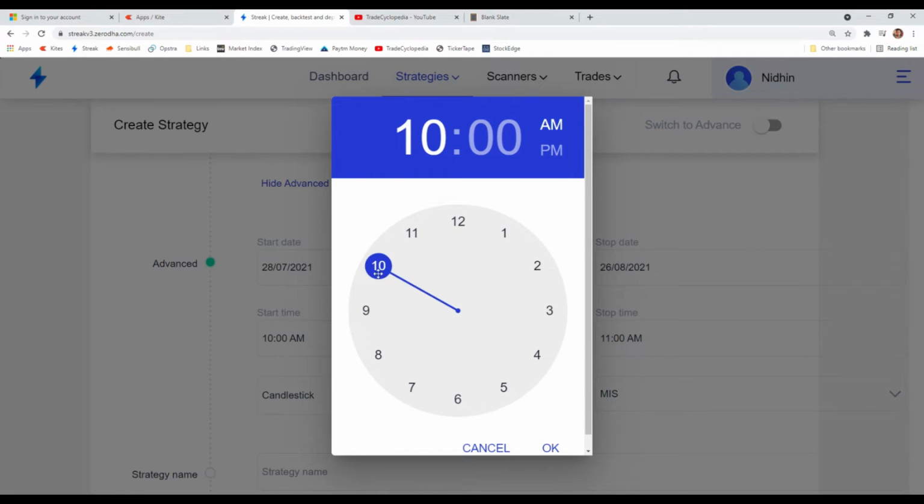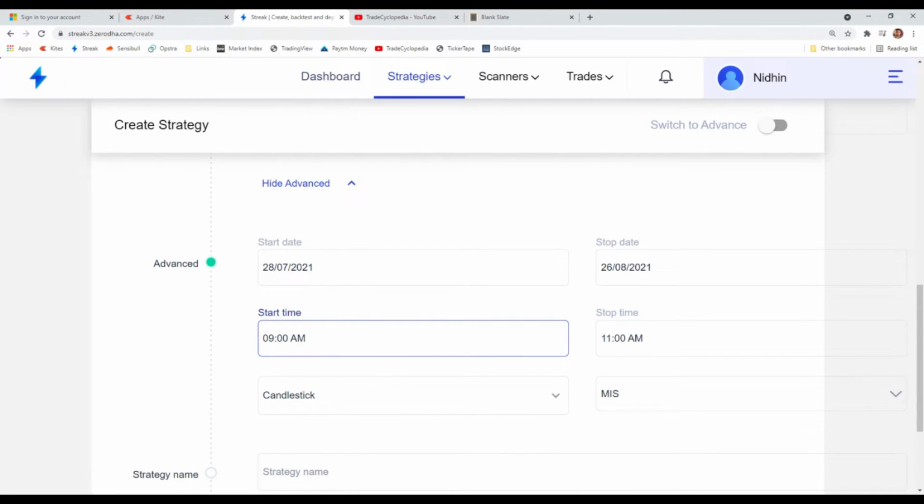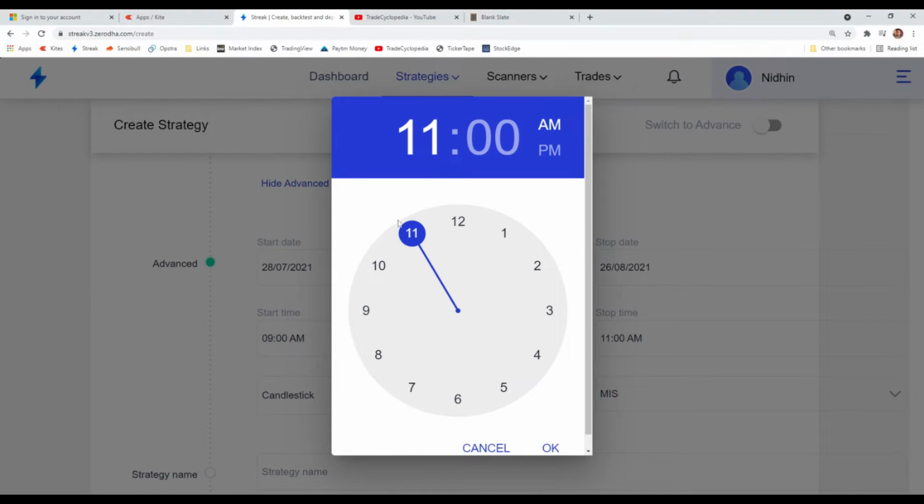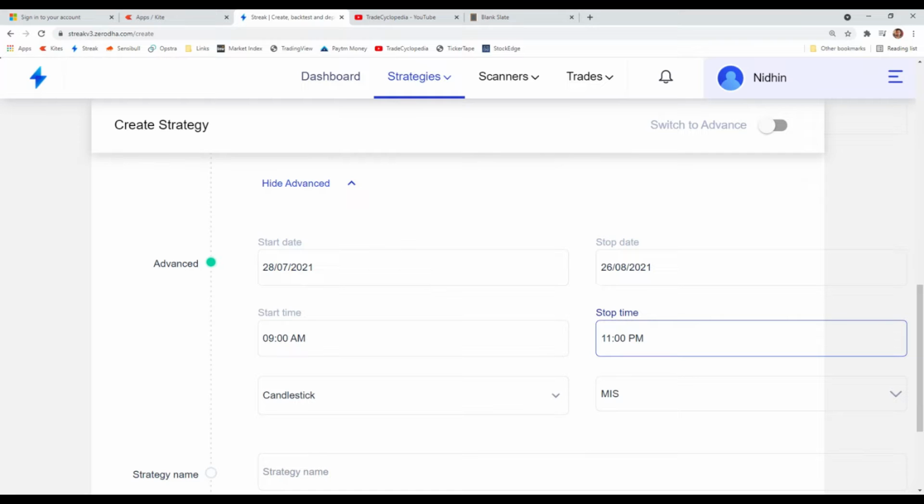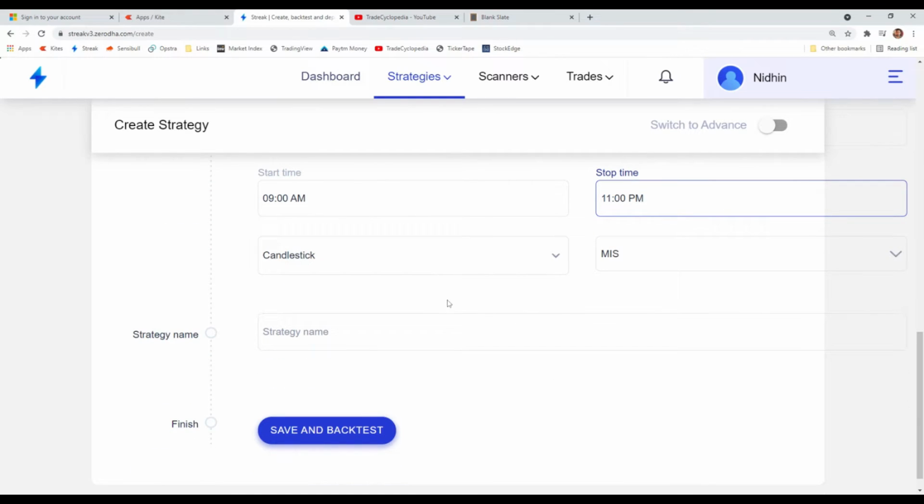So I'm just changing this back to 9 a.m. Anyway, 9 a.m. is not relevant because markets start by 9:15 a.m. So that's not an issue. But I'm simply changing that so it will cover the whole market time. And this is just a backtest date. So from this date to this date, I can see the backtest, and I can see how the stock performed in the previous history. So I'm just selecting a 1 month period only.